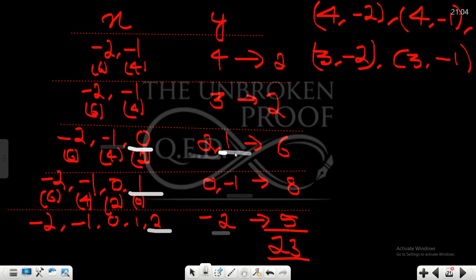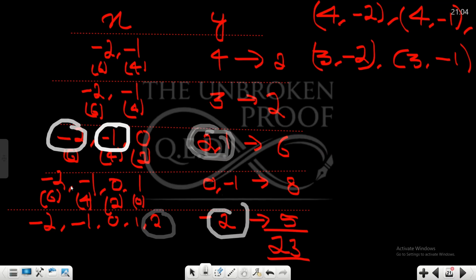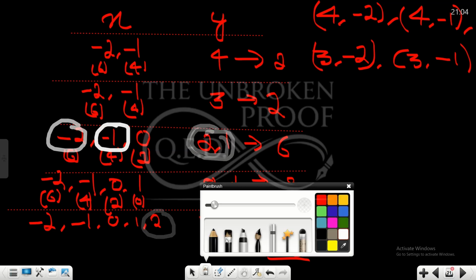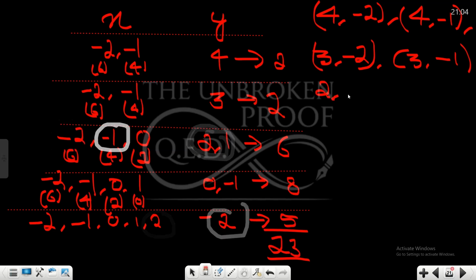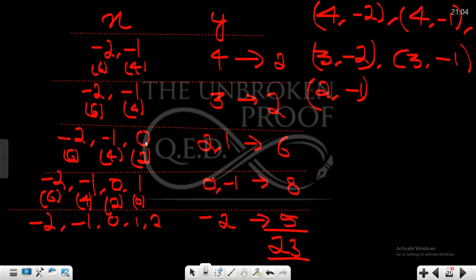and 0 1, 1 0 is there. Okay, let me take it one by one. For -2 2, you have 2 -2, and for -1 2, do you have 2 -1? No, we don't have 2 -1, so that should also be counted. Now if you take 0 2, is 2 0 there? No, 2 0 is not there. We have to count that one as well.